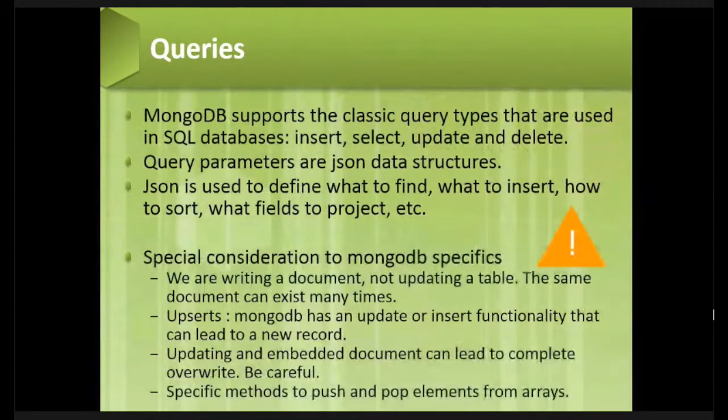Okay, now let's go into queries. MongoDB has the classic insert, select, update, and delete functionality of SQL databases. The query parameters are JSON, and this JSON is used to define what we're going to insert, how we're going to sort, and what fields to project. You can say, I want you to find documents that match this JSON expression, I want you to return only the columns or fields mentioned in this JSON expression, and I want you to sort by this other JSON expression, which enumerates the columns or criteria you want to sort by.